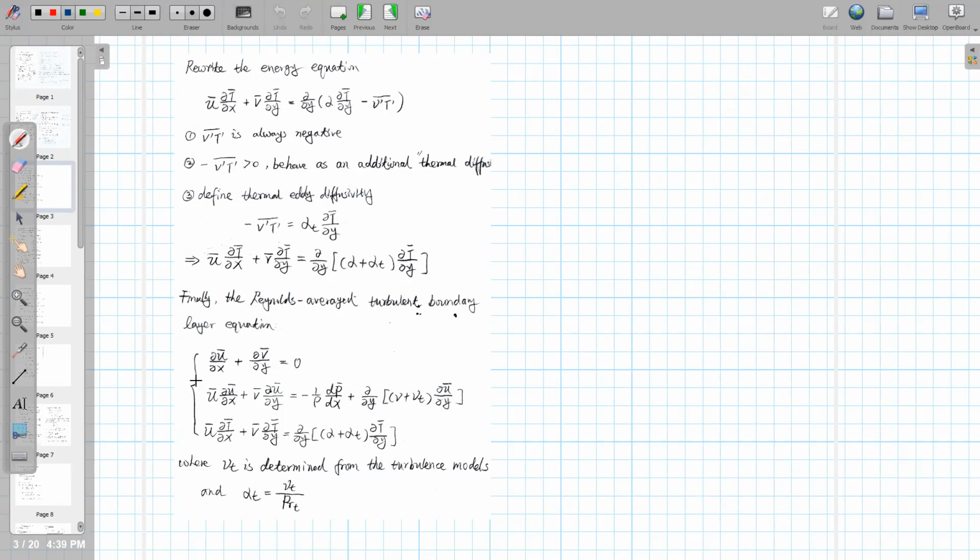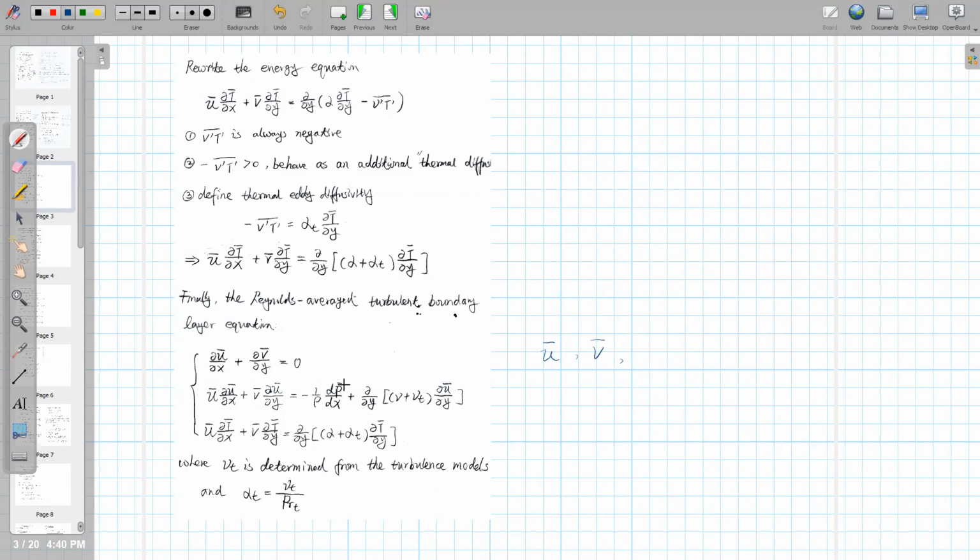In the end, the Reynolds-averaged governing equations in the turbulent boundary layer become these: the continuity equation, the x-momentum equation, and the energy equation. The unknowns here are that we do not know u, and we do not know v.